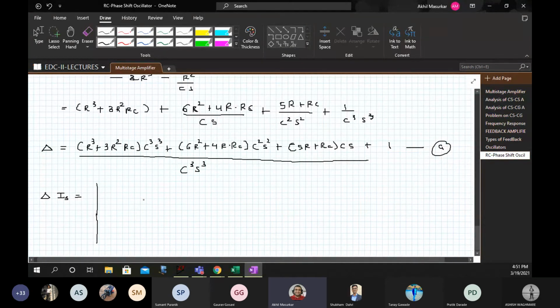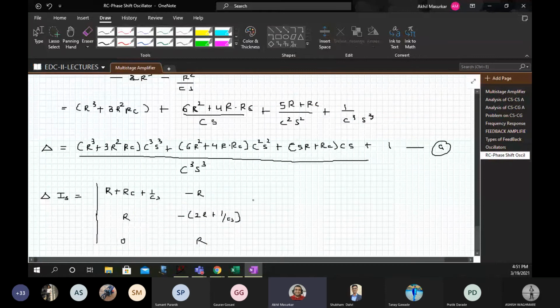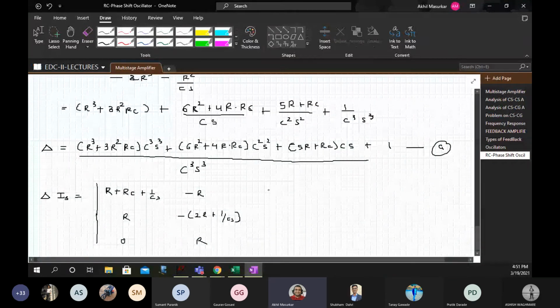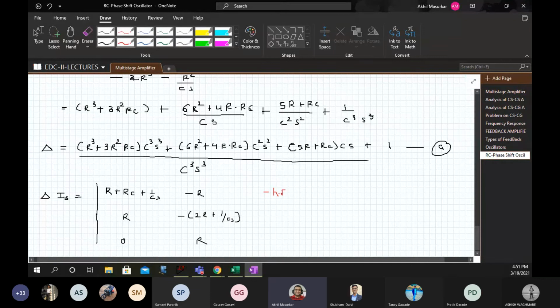Determinant of delta I3: the first two columns will be the same as the previous matrix. So these two columns are the same, r and 0. This will be minus r, minus 2r, plus 1 by cs and r. But the third column will be the constant terms in the equation. That will be minus HFE, IB, RC. This will be 0 and this will also be 0.